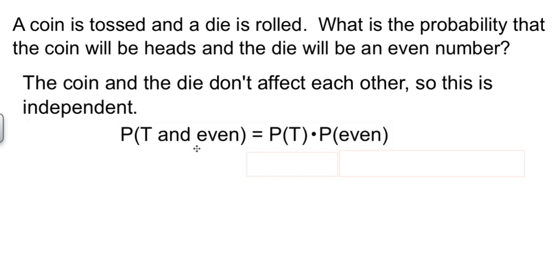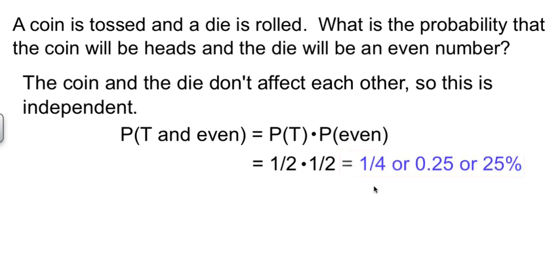And that's the same thing in symbols. The probability of tails and an even is the probability of a tail times the probability of an even. Well, the probability of getting a tail is 1 out of 2. It's either heads or tails. The probability of an even is 3 out of 6, which reduces to 1/2. There's 3 even numbers out of the 6 numbers on the die. Multiplying together, we get 1/4, or 0.25, or 25%.